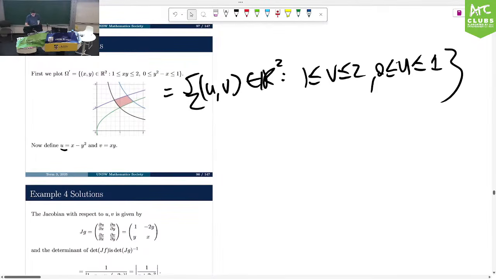So in terms of the Jacobian, as I said before, we want to find that. Since we have u and v as functions of x and y, we can find the Jacobian, the change in u and v with respect to x and y. You can do the calculations in terms of partial derivatives.